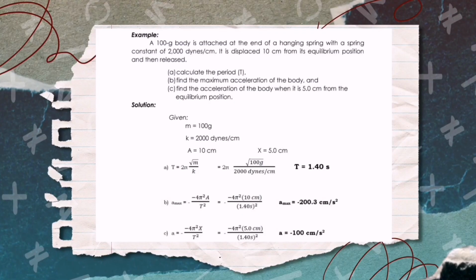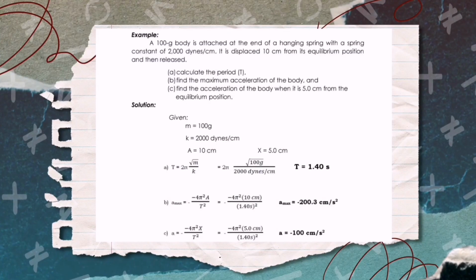For the last one, finding the acceleration at x is equal to 5.0 centimeters. So we'll just use the equation of acceleration at any position, which is a is equal to negative 4 pi squared x over T squared. So just substitute all the given values, and we get the answer of negative 100 centimeters per second squared. Therefore, when the body is 5 centimeters away from its equilibrium, its acceleration is 100 centimeters per second squared towards the center.